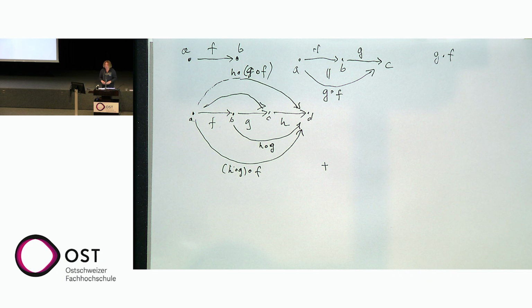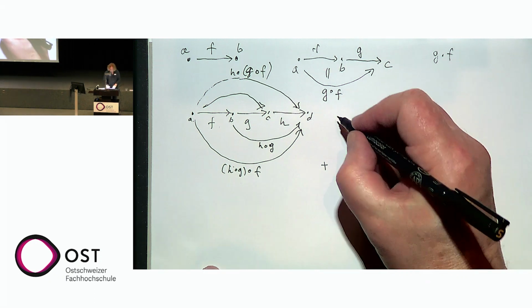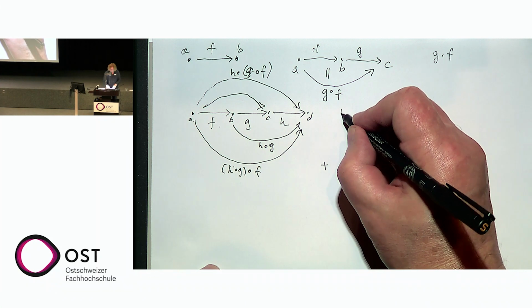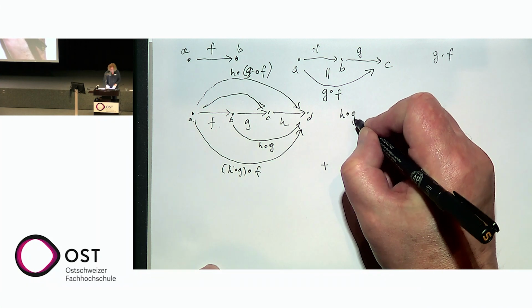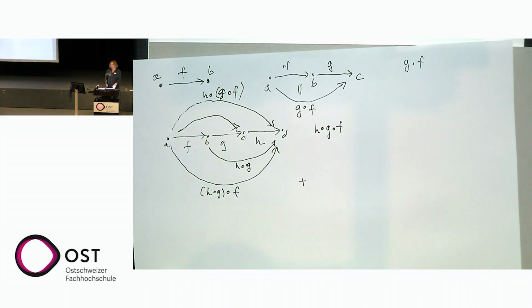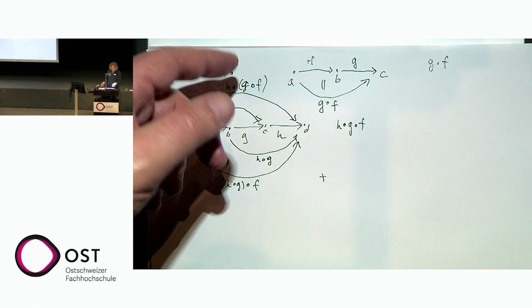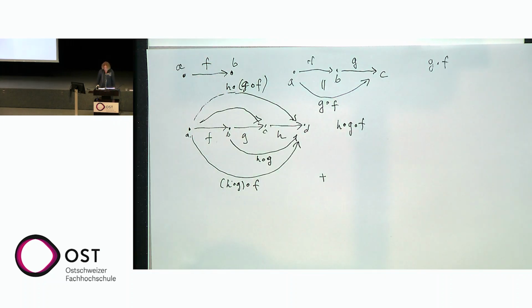So this is why mathematicians call it obvious, right? I mean, yeah, it's obvious. It means that you can just write things like H after G after F and forget about parentheses, because it's uniquely defined. You can either calculate it like this or like this, you get the same result.